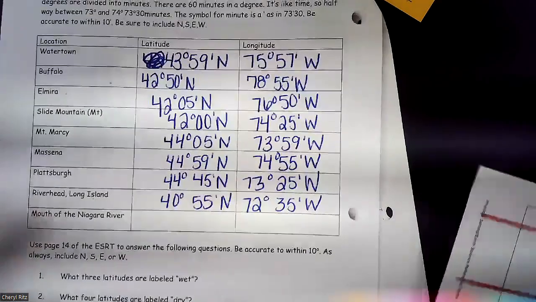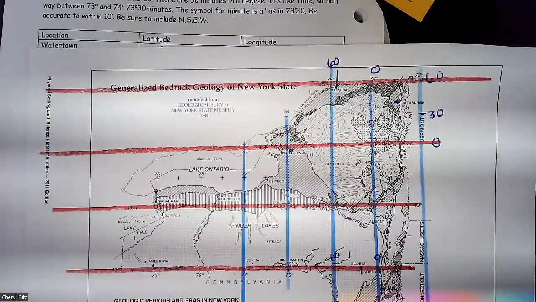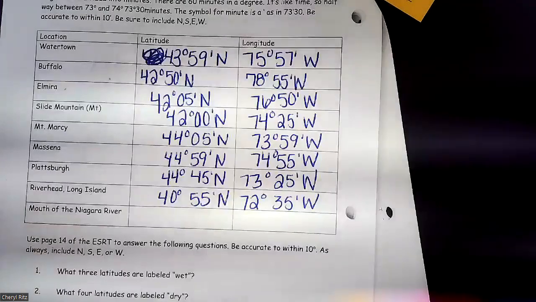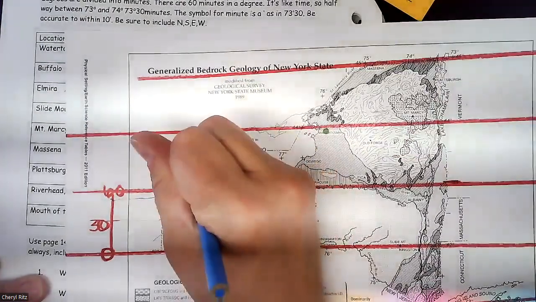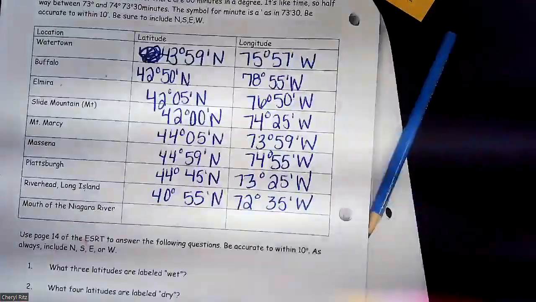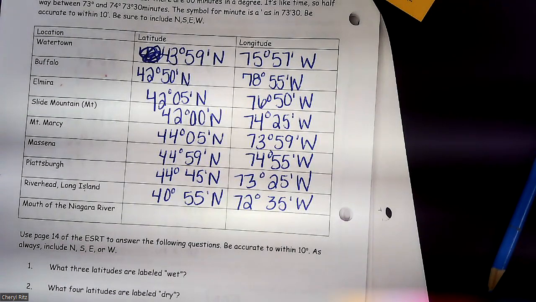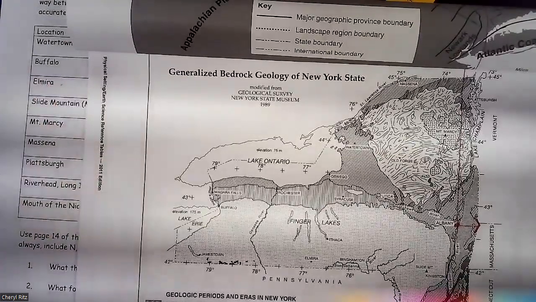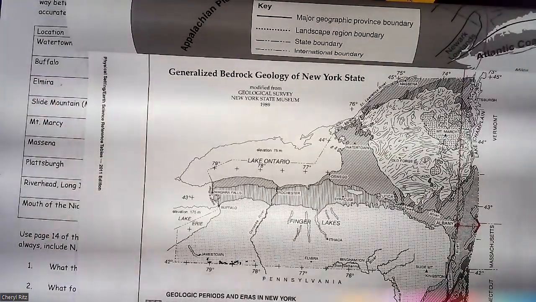The last one that I told you to skip is the mouth of the Niagara River. So first thing you had to do is find the Niagara River. Let me get one that I haven't already written on. All right, here is the Niagara River right here. It connects Lake Erie to Lake Ontario. And you need to know a couple things about rivers. First of all, do you know what it means to be the mouth of a river? What is the mouth of a river?